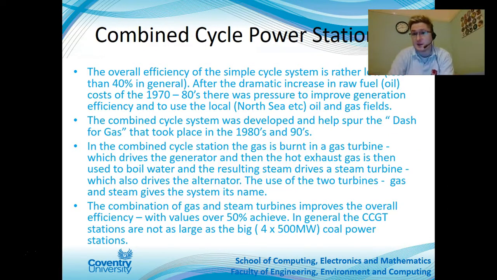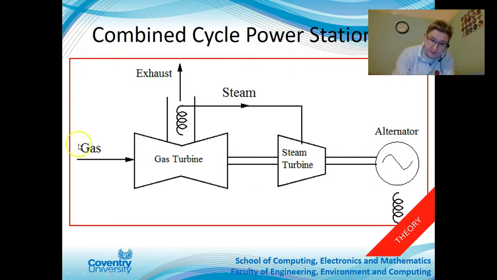The combined cycle was developed after the simple cycle, when there was more push for oil and gas rather than using coal. So this was in the 80s and 90s. With this, you can actually achieve efficiency of over 50%. You've got the gas coming into your gas turbine. That gas is being burnt, producing the steam. Again, you can have high pressure, low pressure steam systems, but that's not the focus at this point, so it's not included on this diagram. And they're used to turn the alternator.